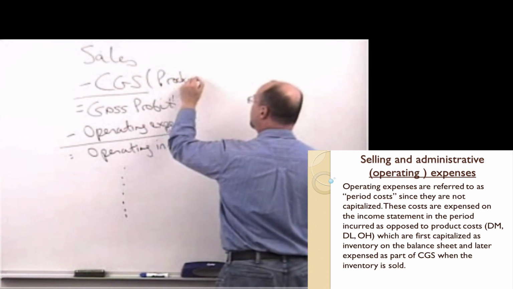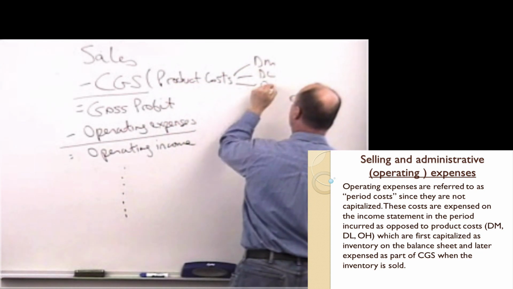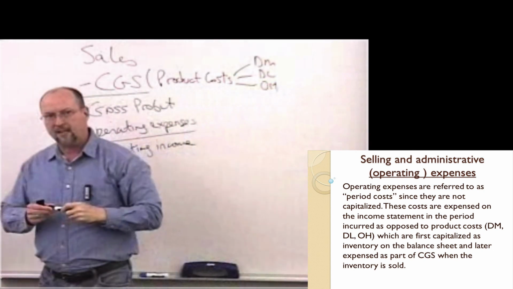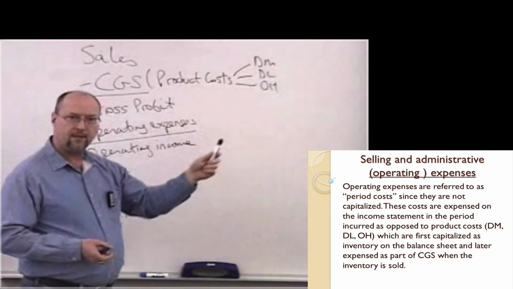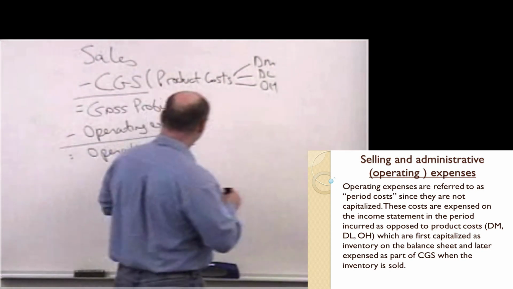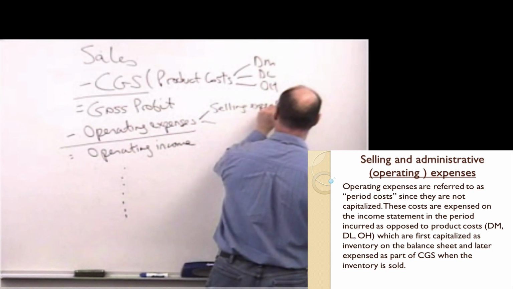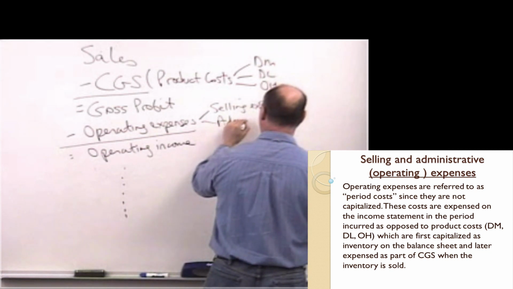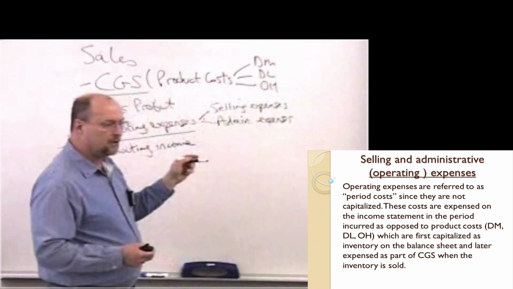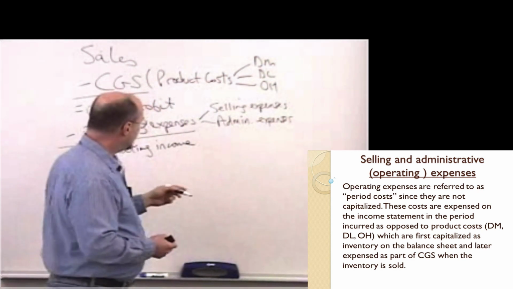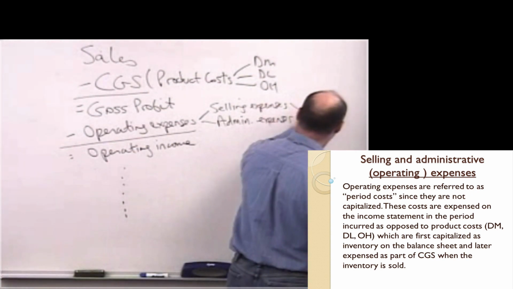Okay, these are my product costs. Direct materials, direct labor, and overhead. We capitalized those costs because they were on the balance sheet first, and they didn't hit the income statement until we sold them. Operating expenses, which we know are my selling expenses, and my administrative, I'm just going to abbreviate, admin expenses. Sometimes this is called selling, general, and administrative, or SG&A. Okay, these are my operating expenses, and we refer to these as period costs.